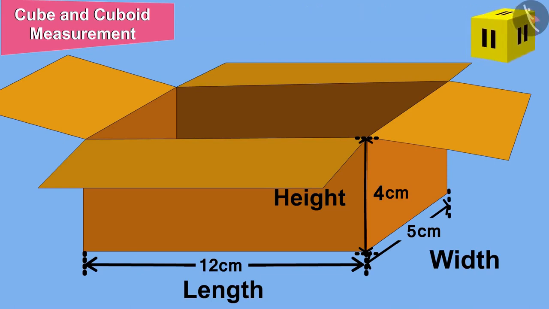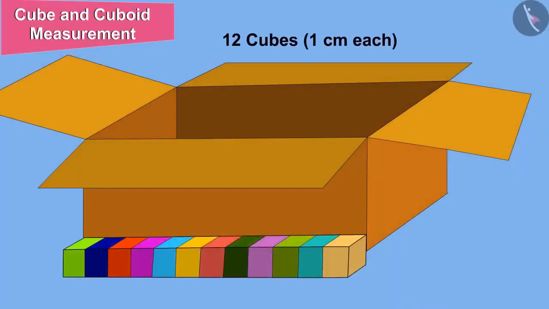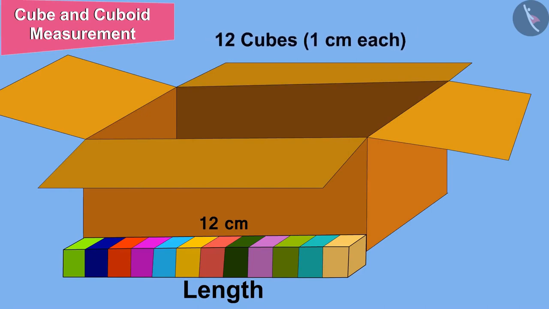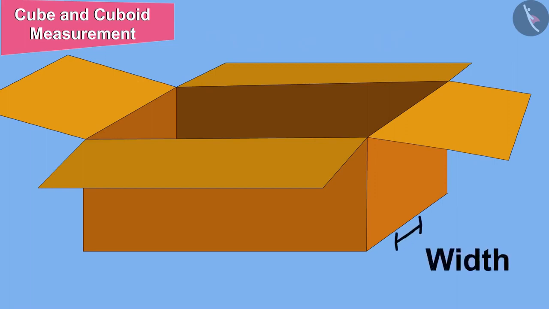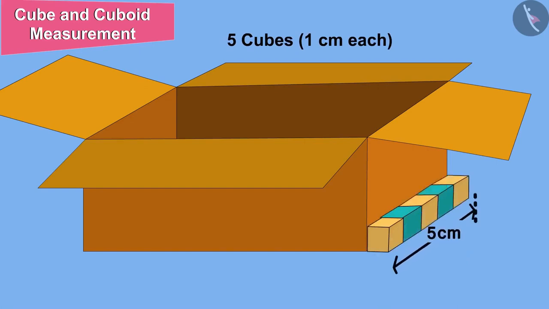If you want, you can stop the video and find the answer. There are 12 cubes of dimension 1 centimeter each in the length of the cuboid-shaped box. This means that the length of the cuboid-shaped box will be equal to 12 cubes of dimension 1 centimeter each. In the same way, the width of the cuboid-shaped box is 5 centimeters, which will be equal to 5 cubes of dimension 1 centimeter each.